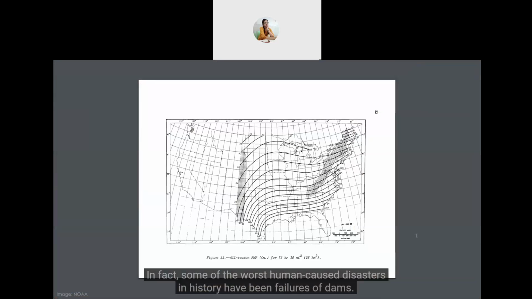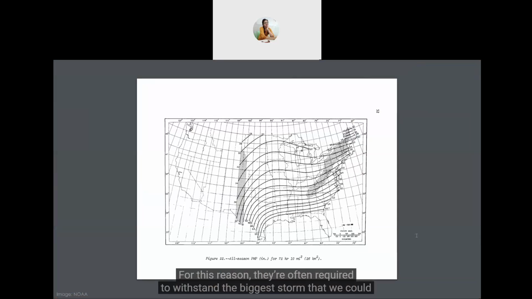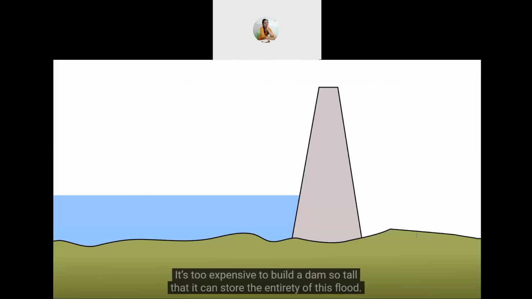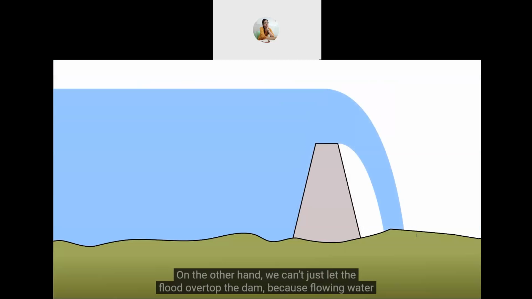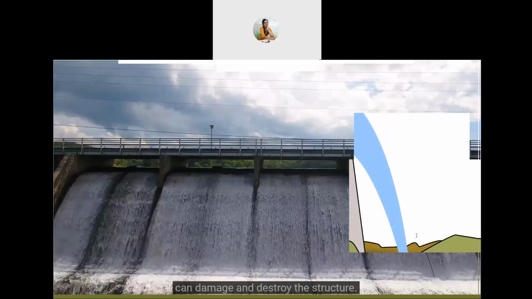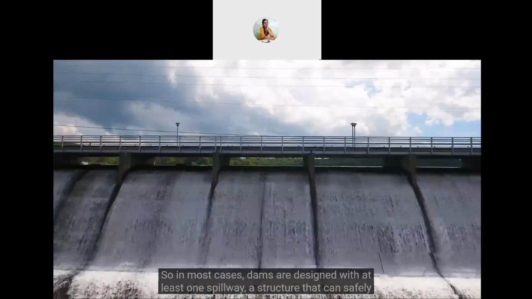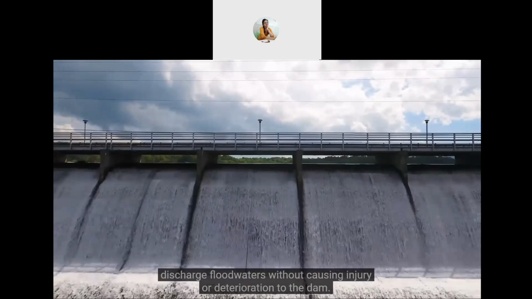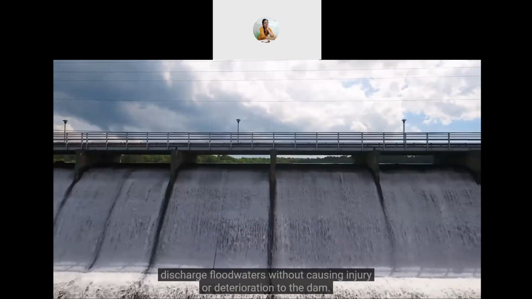For this reason, they're often required to withstand the biggest storm that we could possibly conceive, called the probable maximum flood. It's too expensive to build a dam so tall that it can store the entirety of this flood. On the other hand, we can't just let the flood overtop the dam, because flowing water can damage and destroy the structure. So in most cases, dams are designed with at least one spillway, a structure that can safely discharge floodwaters without causing injury or deterioration to the dam.